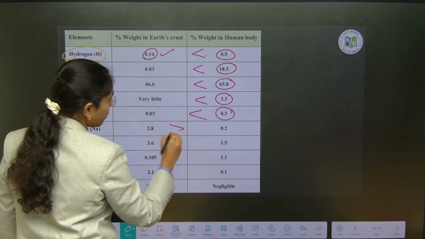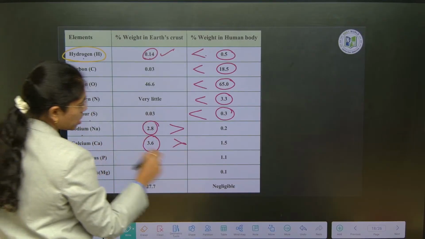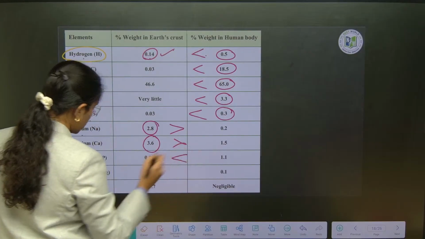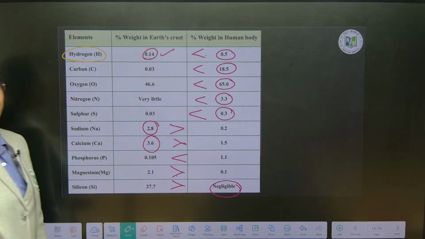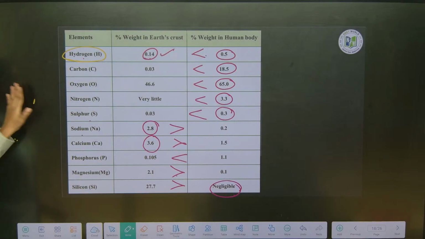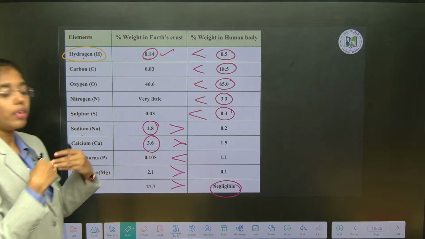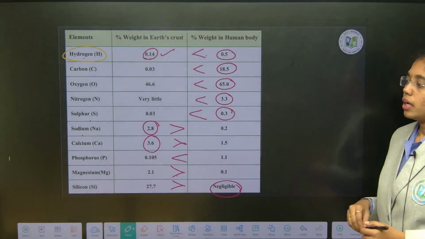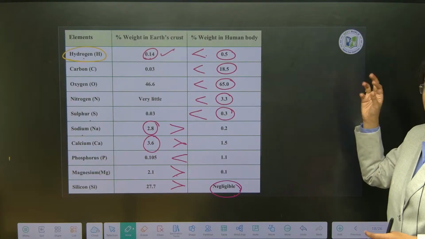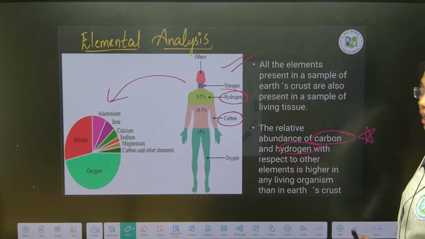Sodium, the relative abundance is more in the earth crust, calcium more in the earth crust, phosphorus is high in the living tissue, magnesium more in the earth crust and silicon more in the earth crust. It is toxic and it will be negligible in the living tissue. This relative abundance you have to be clear on. Exact number is not required. Approximately you should have an idea which element is relatively abundant in the living tissue or in the earth crust. Take a screenshot of this and refer to this when you are going through the NCERT. Now you have got an idea on the elemental analysis.